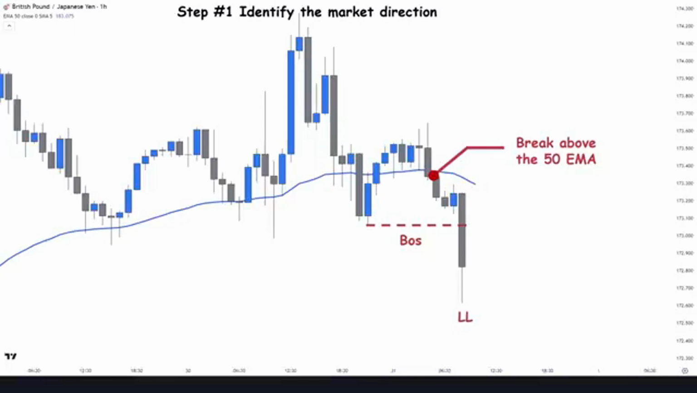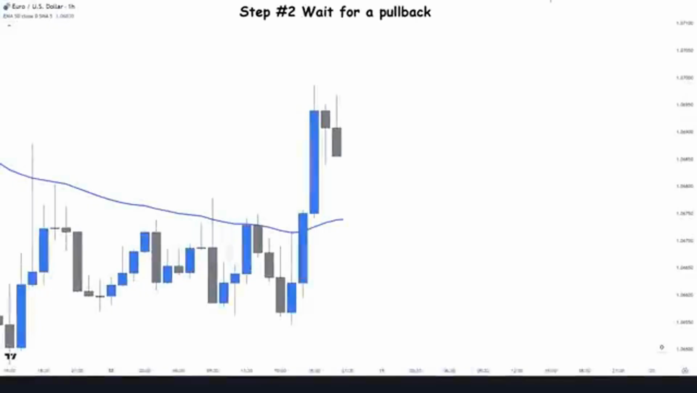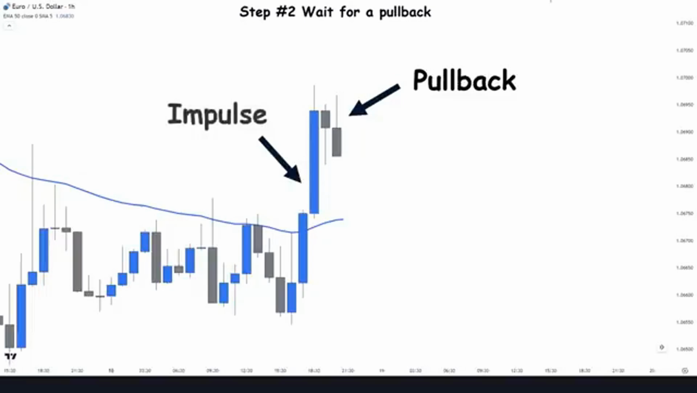Now that we know how to identify the market direction, let's continue with the second step, waiting for a pullback. Now, there are many ways that traders identify a valid pullback, but the rules we use for this particular trading setup are very simple. We wait for the price to print at least 2 opposite-colored candles after an impulse, which shows a sign of a temporary correction phase.